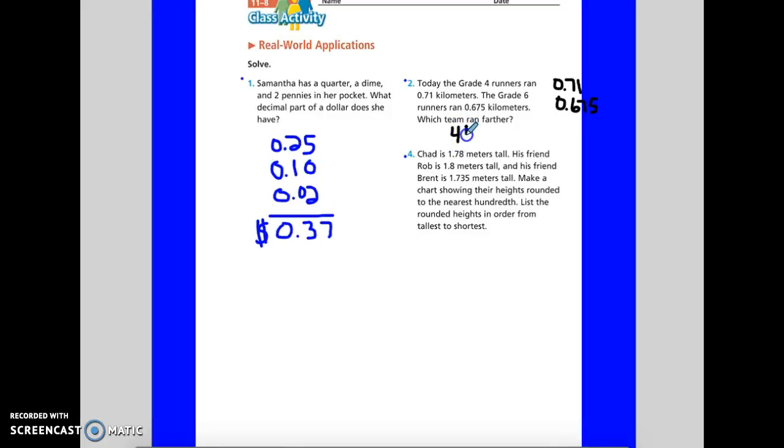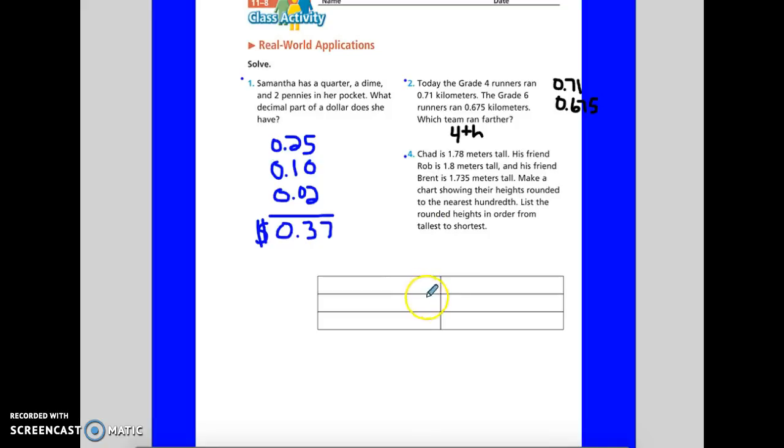All right. Now we're going to take what we know, and you're going to have to try to solve this next problem. So let's go ahead and read it. It said Chad is 1 and 78 hundredths meters tall. His friend Rob is 1 and 8 tenths meters tall. And his friend Brent is 1 and 735 thousandths meters tall. Make a chart showing their height rounded to the nearest hundredth. List the rounded heights in order from tallest to shortest.